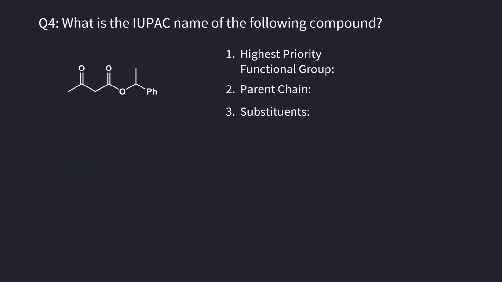Next, what is the IUPAC name of the following compound? Let's identify the functional groups. Here we have a ketone group, a carbonyl group attached to carbon on both sides, and we have this group, which is a carbonyl group attached to an oxygen with an R group. That is an ester functional group, and the ester takes priority over the ketone.